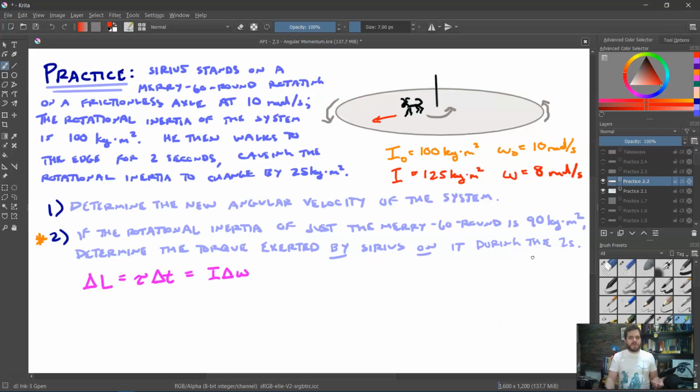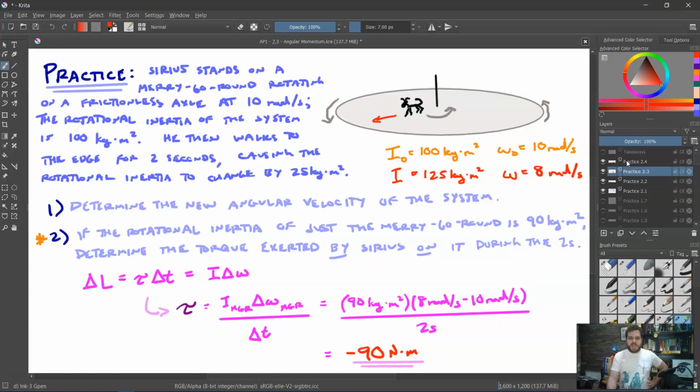We have that delta L is equal to tau delta t equals I delta omega, and we're specifically looking at the torque on the merry-go-round. So we want to look at the rotational inertia and the change in angular velocity of the merry-go-round. So let's go ahead and say we've got those. We're going to divide by the change in time, and we're looking for this torque. So we're going to stick in 90, and then the change in angular velocity was 8 minus 10, and we're going to divide that by 2 seconds. And in other words, the net torque on the merry-go-round is negative 90 newton meters. Now, what would be the torque on Sirius? It would be positive 90 newton meters, and his angular momentum would in fact increase.